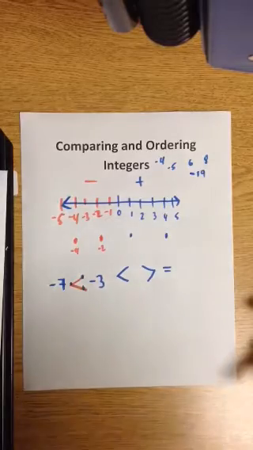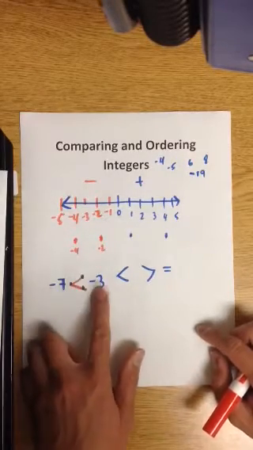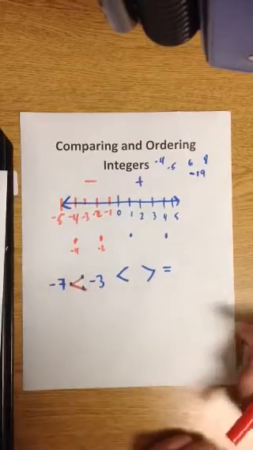So -7 is less than -3. Also, another way you can think about it is this. I have 3 negative friends, or 7 negative friends. I wish I had 3 negative friends, so that's greater.